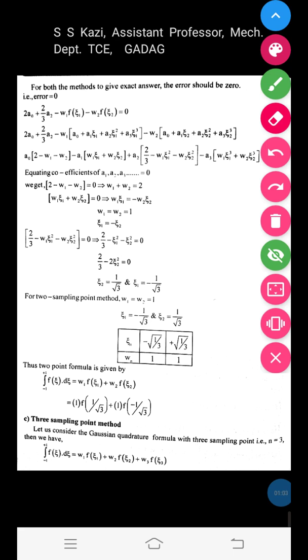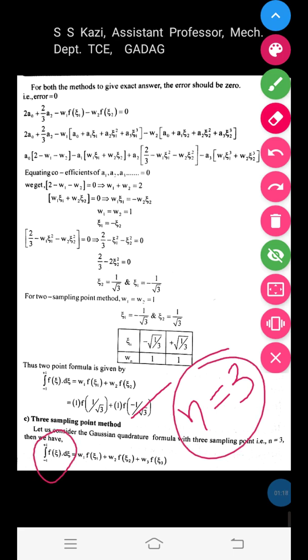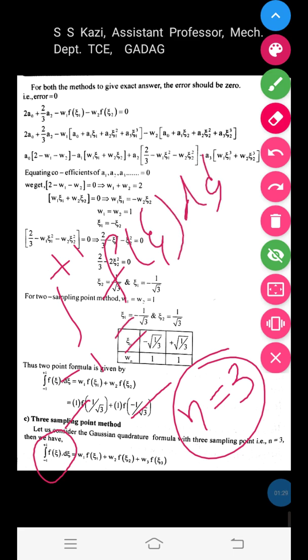In the 3-point method we are using 3 sampling weights and 3 sampling points. Let us consider the Gauss quadrature formula with 3 sampling points, that is n is equal to 3. Since this integral has to be approximated, integration from -1 to +1 of f of zeta d zeta has to be equated to w1 f of zeta 1 plus w2 f of zeta 2 plus w3 f of zeta 3, where w1, w2 and w3 are the 3 sampling weights, and zeta 1, zeta 2 and zeta 3 are the 3 sampling points.